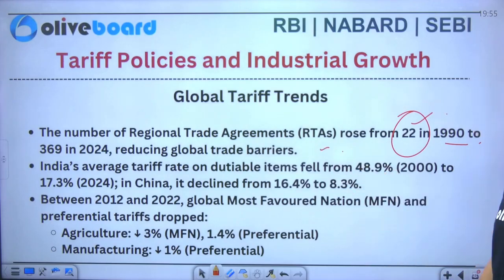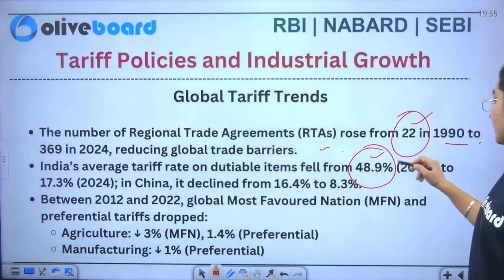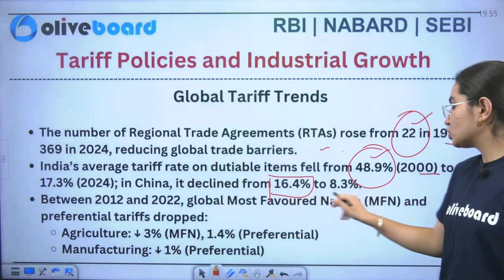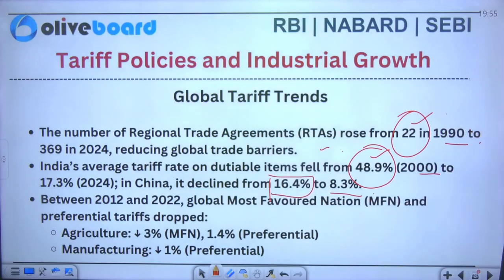Similarly, if I talk about India's average tariff rate on dutiable items, that fell from 48.9% in 2000 to 17.3% in 2024. In China, it declined from 16.4% to 8.3%. That is the case here.